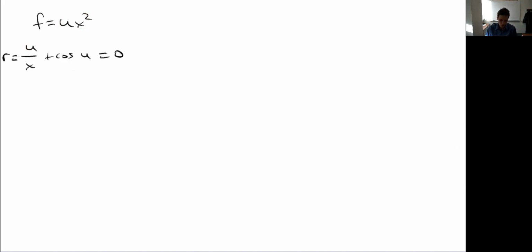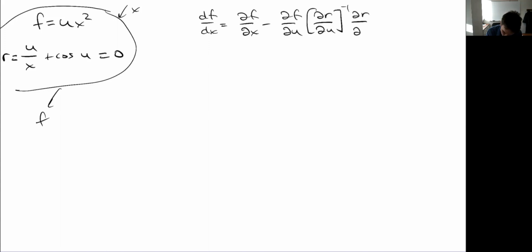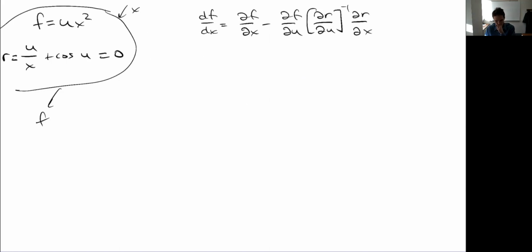Okay, so what I want is df dx. I want to know how this output changes with respect to x, because remember, this is just some function with x coming in and f coming out and u being a state that's solved internally. So let's write down the formula we had. df dx is partial f partial x minus partial f partial u times partial r partial u inverse times partial r partial x. I think that's right. Yep, that's good.